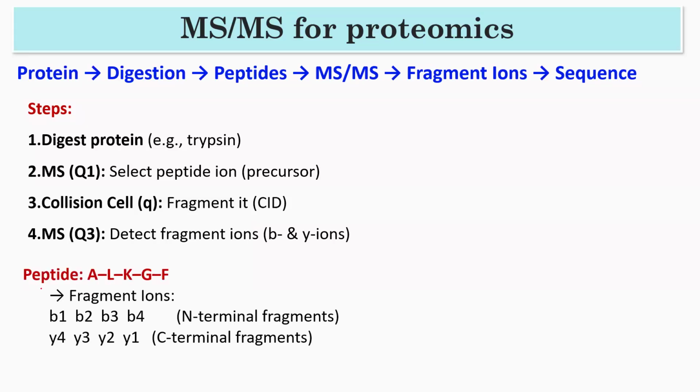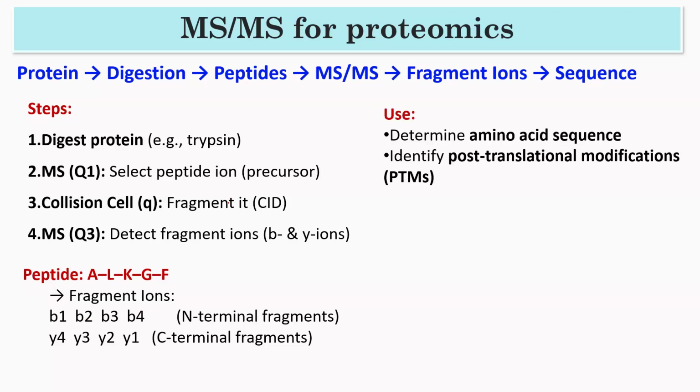For example, you have a peptide with ALKGF, different amino acids, and you fragment it. What are you going to get? You can get B1, B2, B3, B4, which are all N-terminal fragments. If you know the amino acids, you know the N-terminal. The other possibility is Y4, Y3, Y2, Y1, which are carboxy-terminal fragments. So you can use it for amino acid sequence.